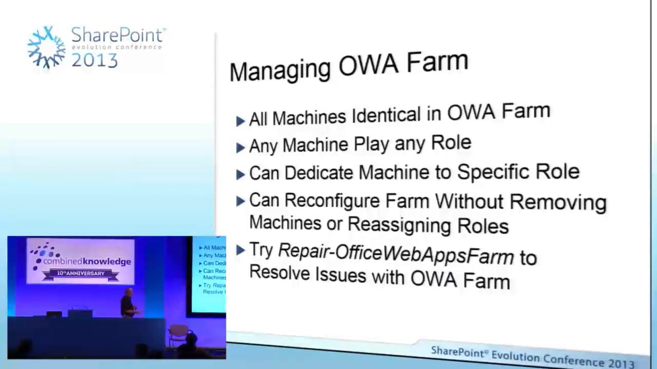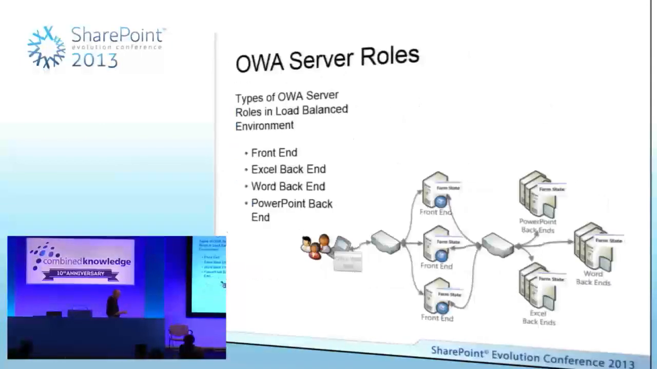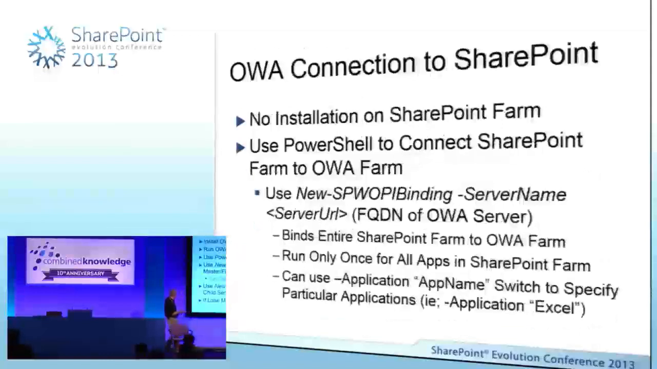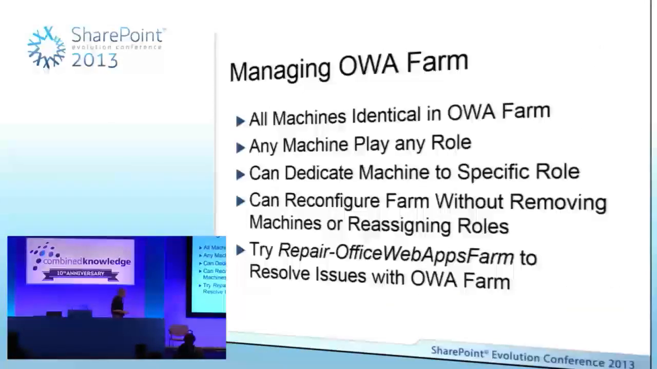Managing the OWA farm. All machines are identical, and I told you that already. Any machine can play any role. Let me go back a couple slides. Actually, maybe I haven't gotten there yet. I'll jump the gun here. Any machine can play any role. We can dedicate a machine to a specific role, as we saw on the previous slide. We can reconfigure the farm without removing machines or reassigning roles. So it's really, really flexible, what we could do with that OWA farm once we get it built.